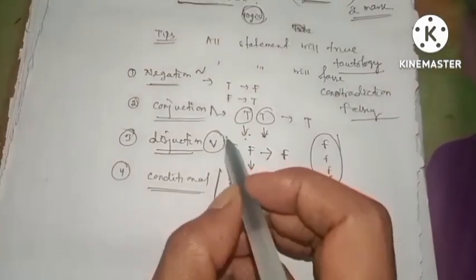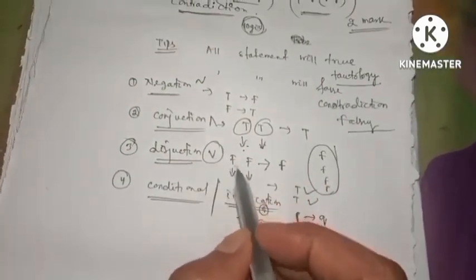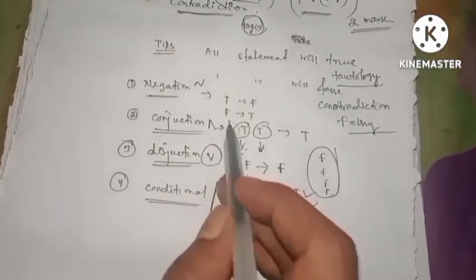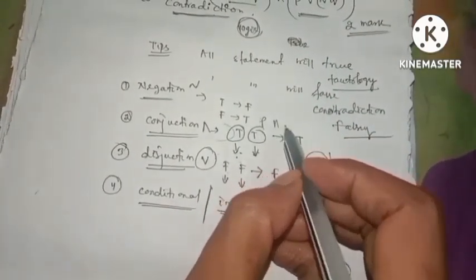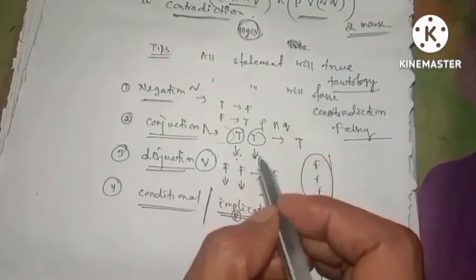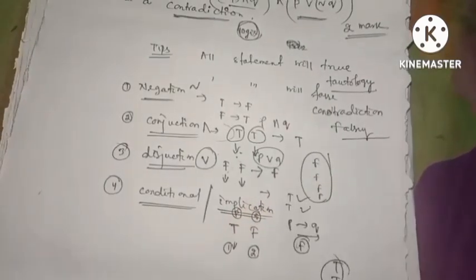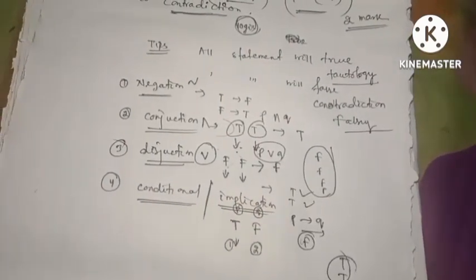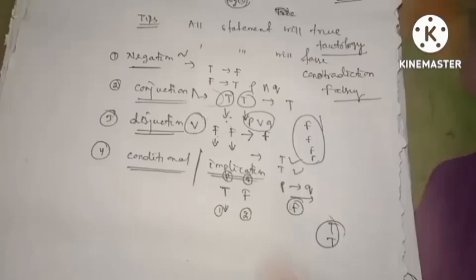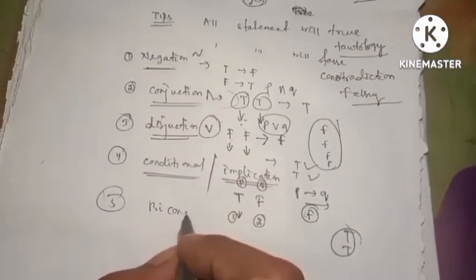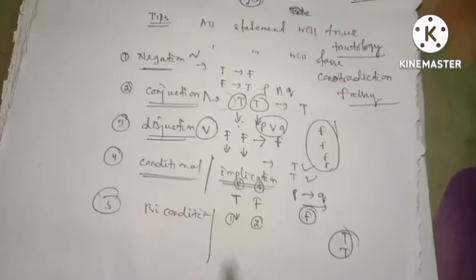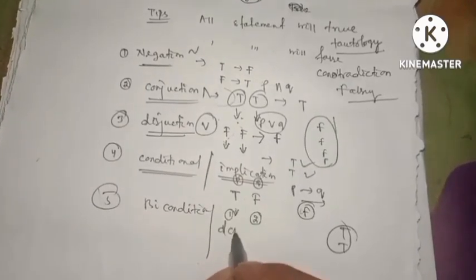So this will be the P and Q statements: disjunction, conjunction, P disjunction Q, and P conjunction Q. This you should also know. So how will you solve this question? And the last one is biconditional, known as double implication.